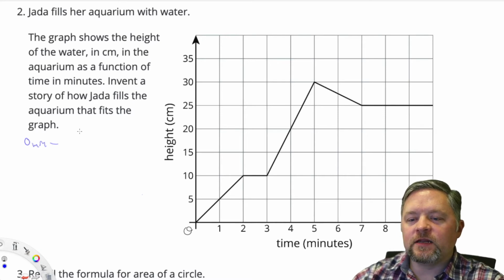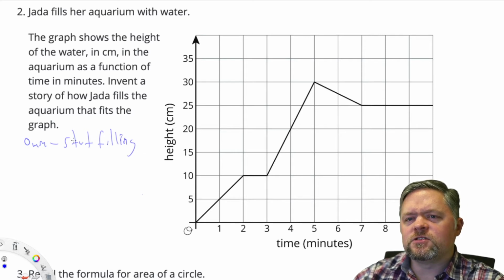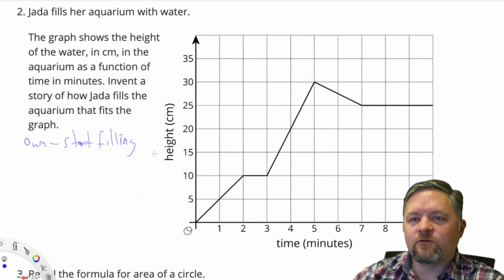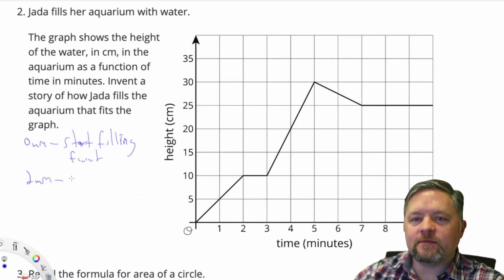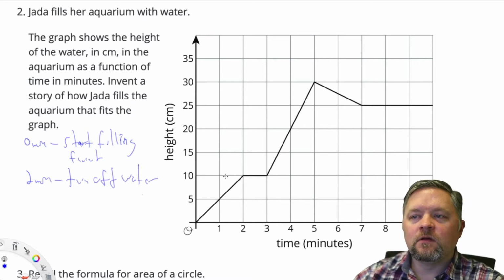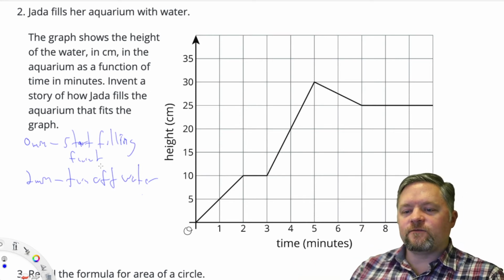At 0 minutes, start filling it with a hose. Or start filling, maybe not from a hose, maybe from the faucet. At 2 minutes, it's not going up anymore. It's staying the same. Turned off the water. The phone rang or something, so we turned off the water.